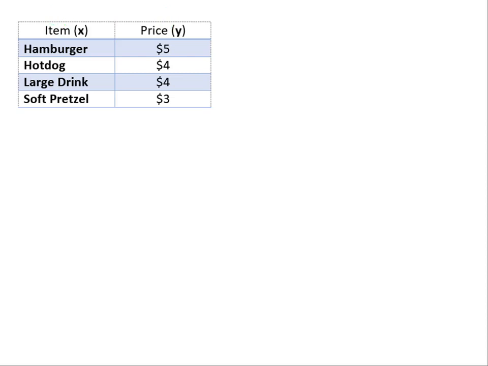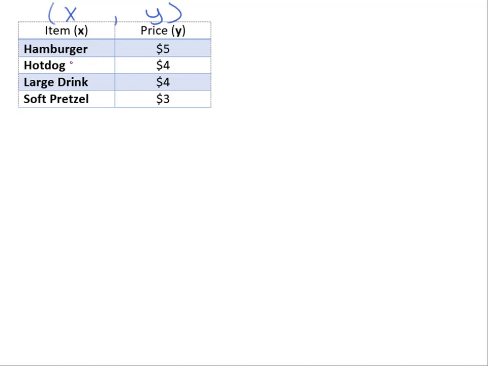Okay, so let's say we're taking a look at a menu board. And you can think of this as kind of being like, you go to a baseball game or something and you want to order some items and their prices are over to the side. So we've got hamburger, $5, hot dog, $4, large drink, $4, soft pretzel, $3, right? You can also think of this order as kind of mimicking the way we write ordered pairs or coordinate points when we're graphing, x comma y. So our items here have to do with x and our prices have to do with y.